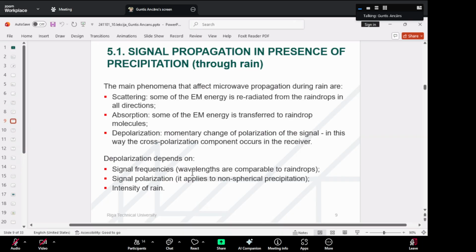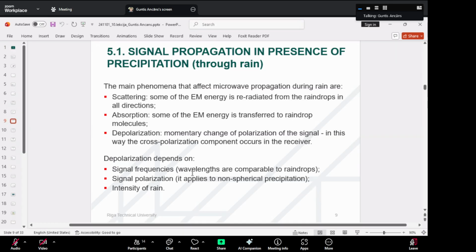Second is absorption, when some of the electromagnetic wave energy is transferred to raindrop molecules. Third, depolarization, when a momentary change of polarization of the signal happens. In this way, the cross-polarization component occurs in the receiver. So these are three main phenomena due to rain.